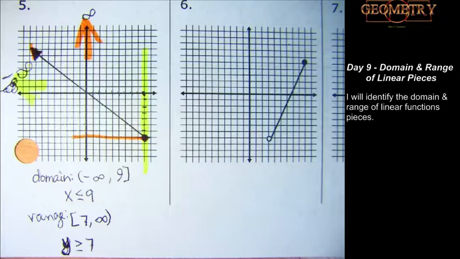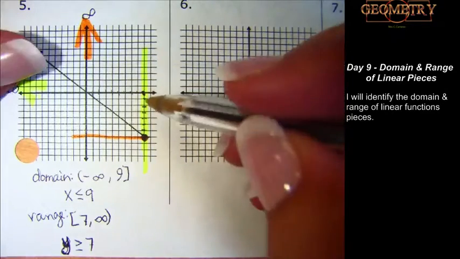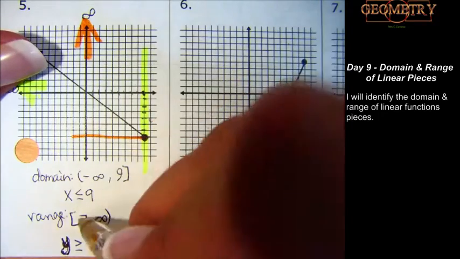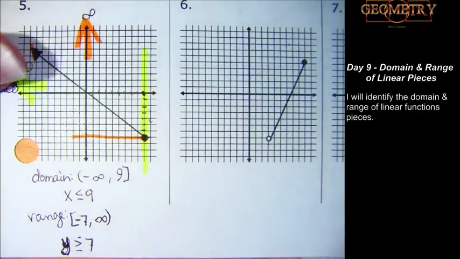Where did I get the 7? 1, 2, 3, 4, 5, 6, 7. Oh, but it's going down. It should be a negative. Thank you for catching that for me. It should be a negative 7. Thank you. She is clearly thinking as she's copying and not just mindlessly writing what I'm writing. Thank you very much.